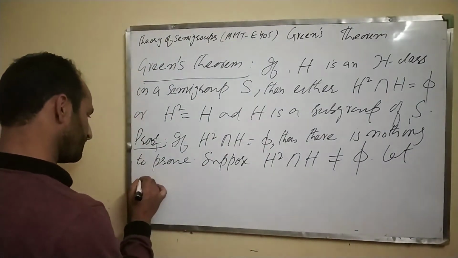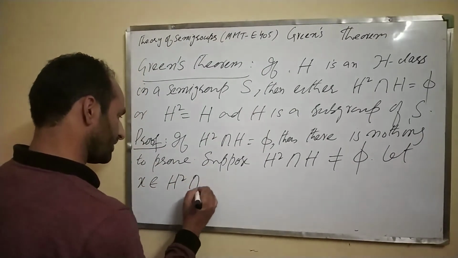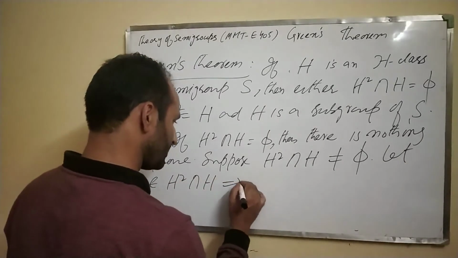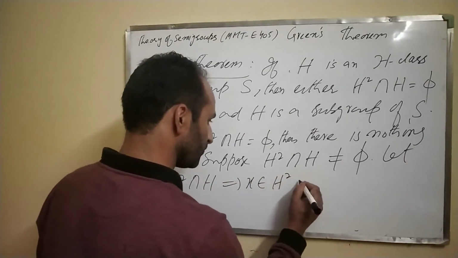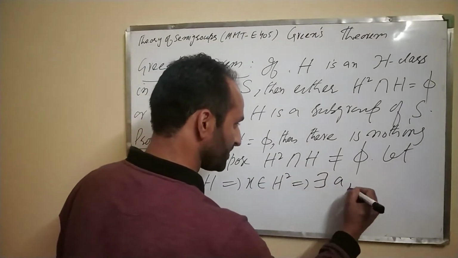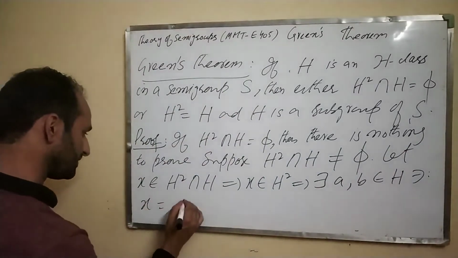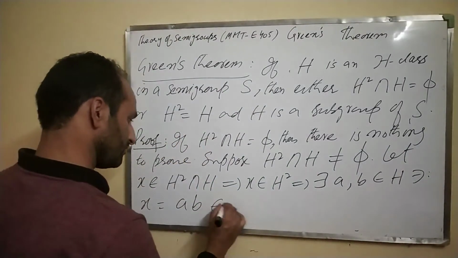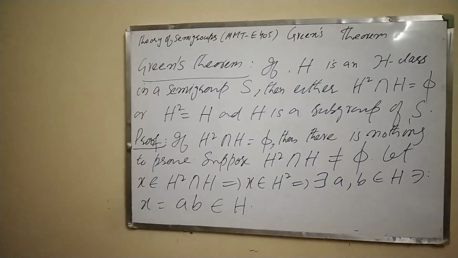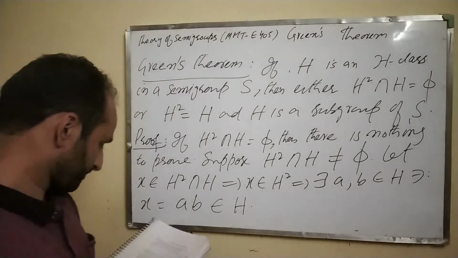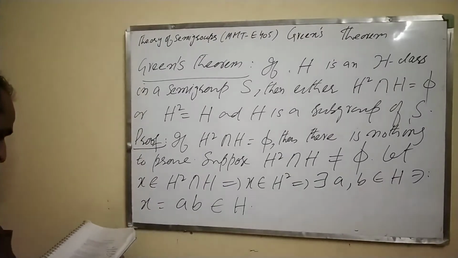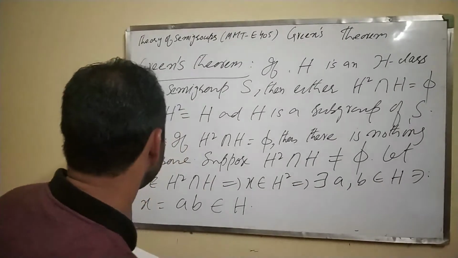So let's suppose that X belongs to H square intersection H. That means X belongs to H square, which implies there exist two elements A and B in H such that X equals AB belongs to H. So this is the case. Now you can see that this AB belongs to H by the previous lemma.